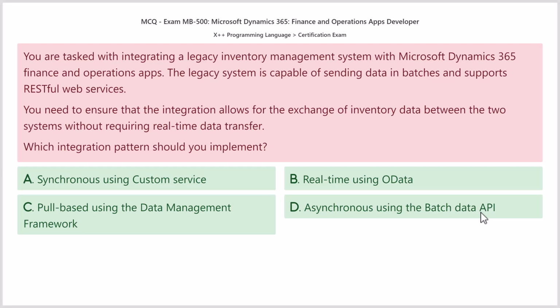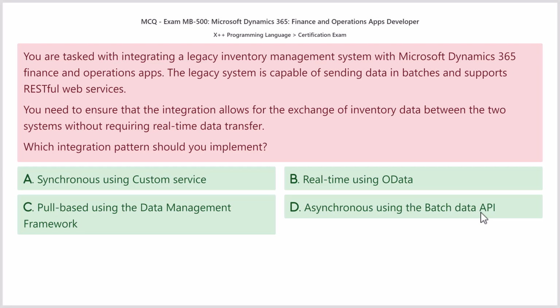Let me explain. The scenario describes a legacy system that sends data in batches. So this is the first clue. Second, it uses RESTful web services. Also, it does not require real-time transfer. So this matches the characteristics of the asynchronous using the batch data API pattern, which is specifically designed for batch data exchange between an external system and Dynamics 365 Finance and Operations.